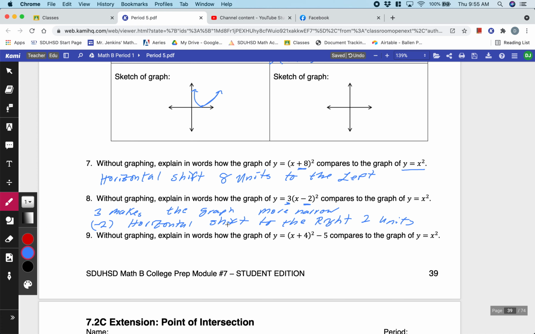All right, guys, last one. I have this x plus 4 in the parentheses. The plus 4 in the parentheses is a shift to the left 4 units, while the negative 5, it's the k value, is a shift down, not 4 units.